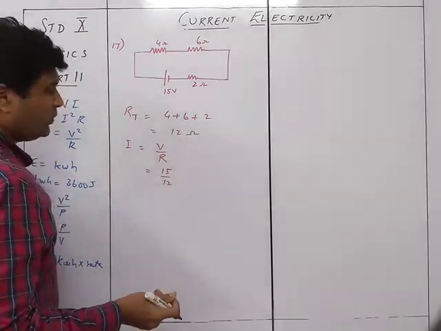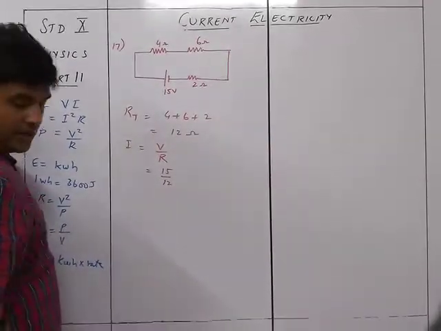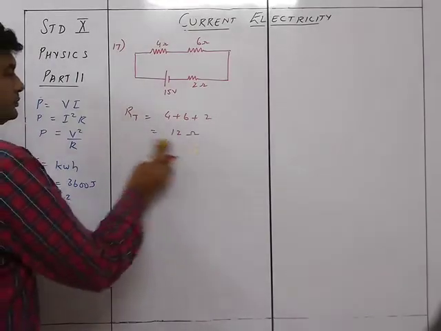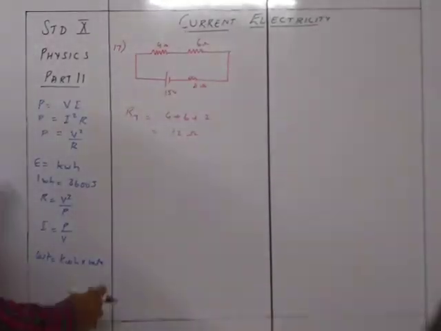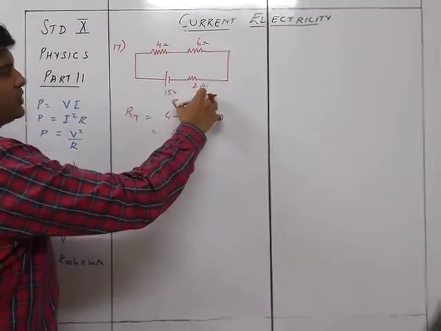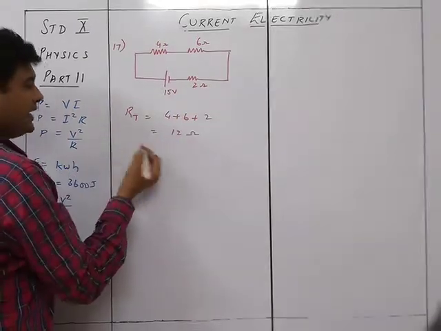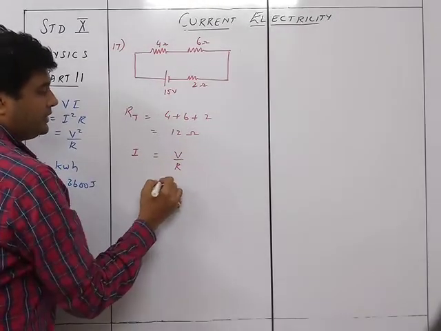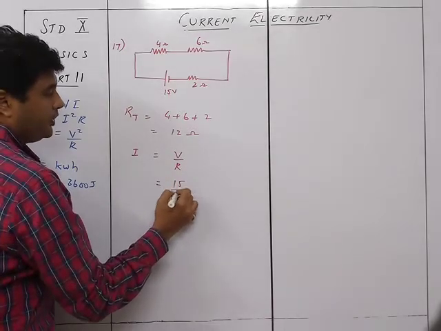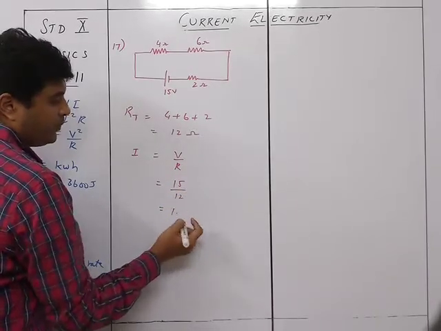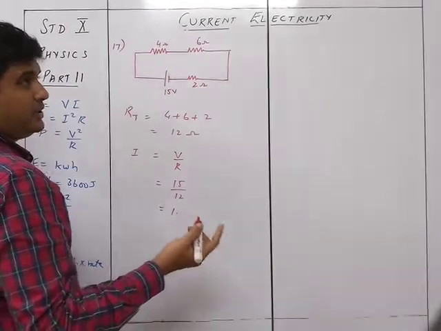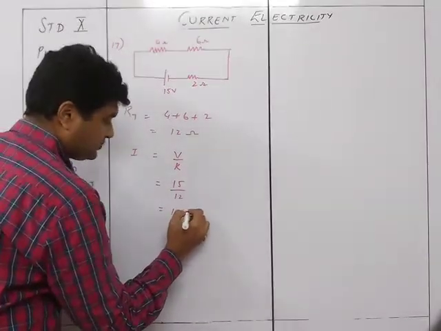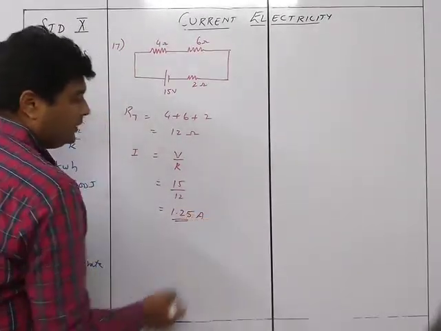Why do I need this? I don't need this at all. It is a series circuit, so current is going to remain the same. So yes, I need it. So I is equal to V upon R, that's going to be 15 upon 12, that is 1.25 ampere.